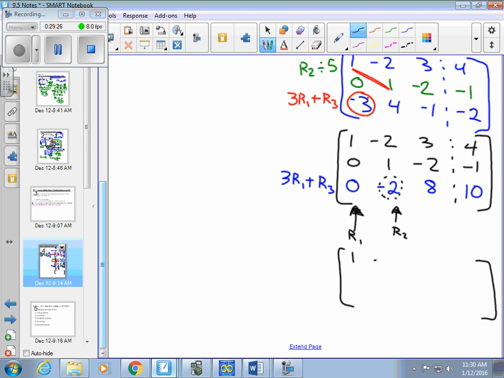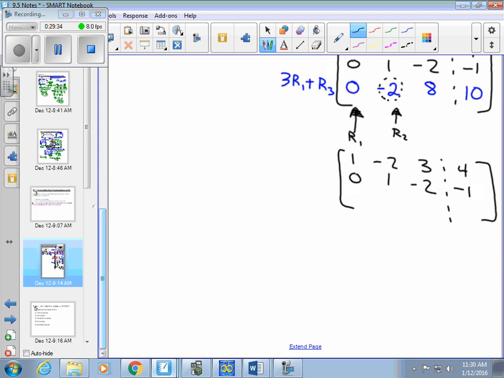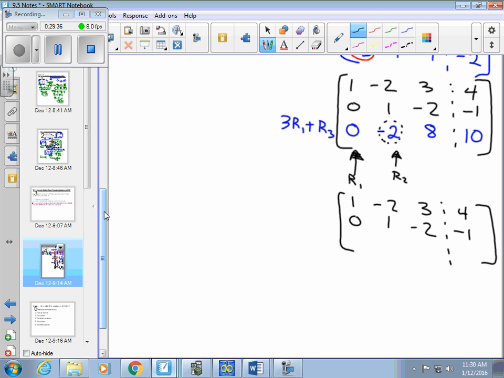My row 1 stays the same. My row 2 stays the same. And what we're going to do here is multiply my row 2. I want this 1 to get this 0, so multiply it by 2. 2 times row 2 and add it to row 3. I'm going to eliminate the y in the third equation.